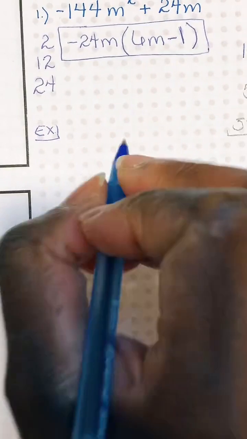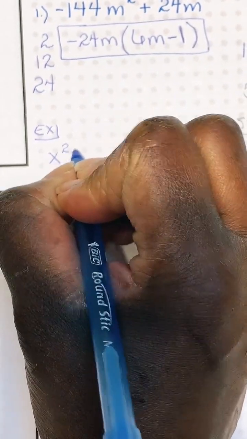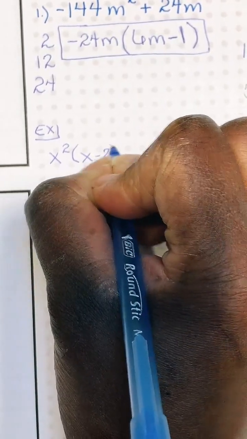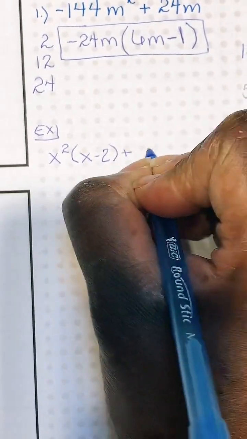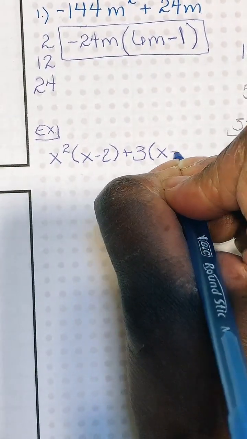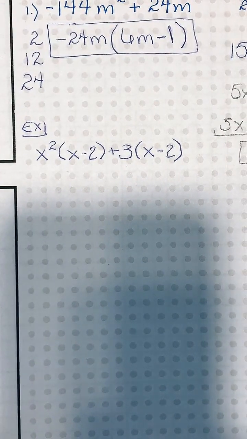For this next example, I want you to tell me what is my GCF. So I have x squared times x minus 2 plus 3 times x minus 2. What is my GCF?